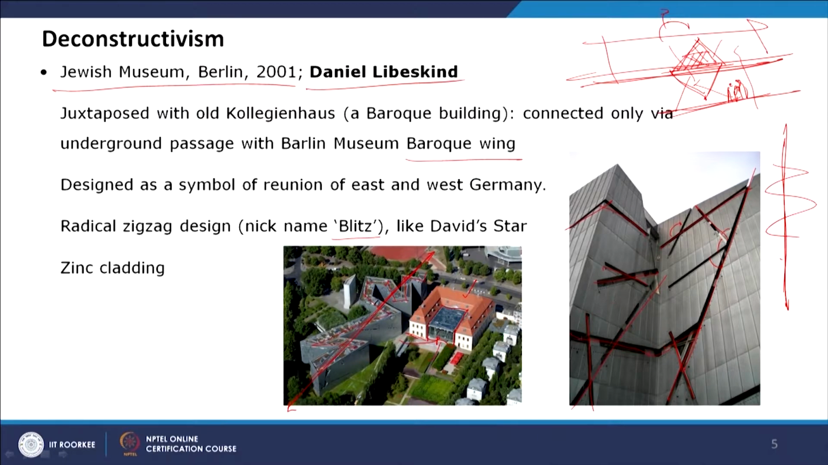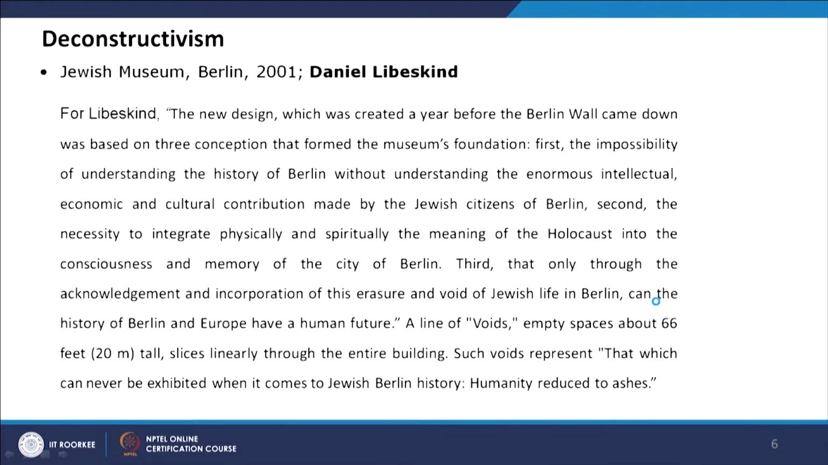And here you can also see structural members which come out and give a very grunge look, and the zinc cladding gives a very grayish look, which goes with the sorrow of the Holocaust and the history of the Jews. So Daniel Libeskind explained this design in his words.